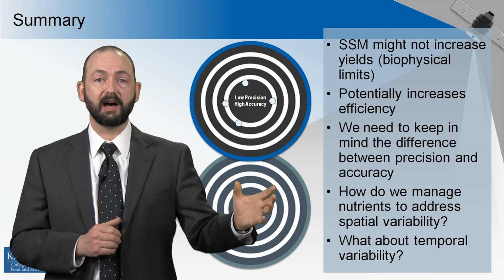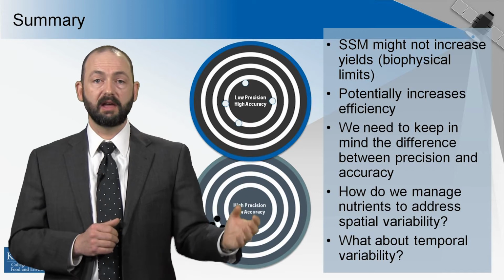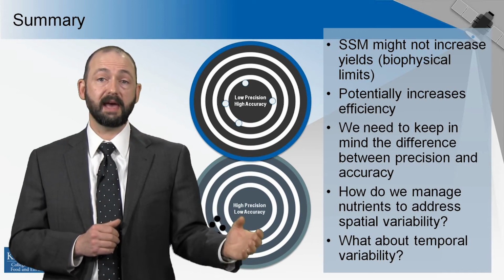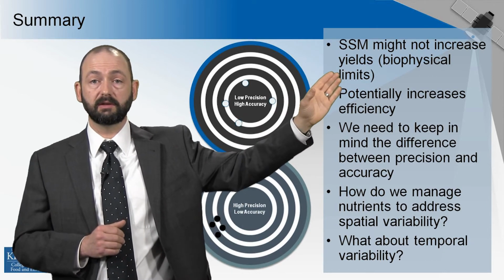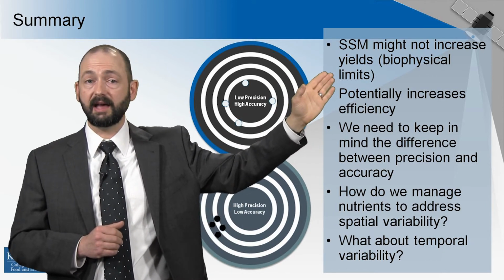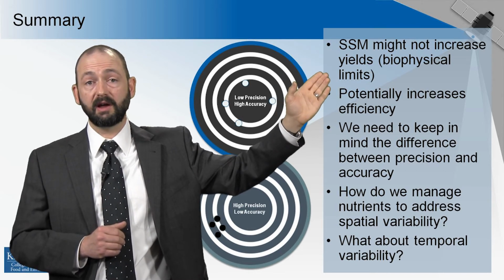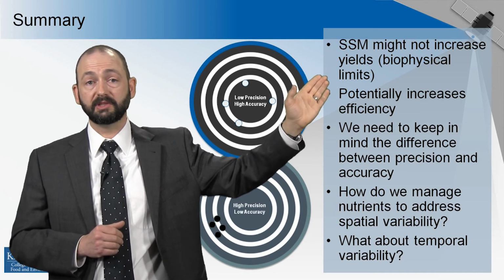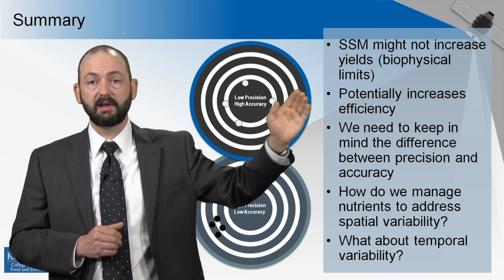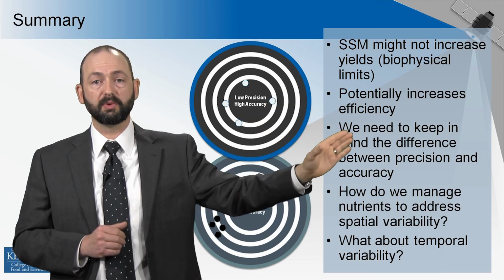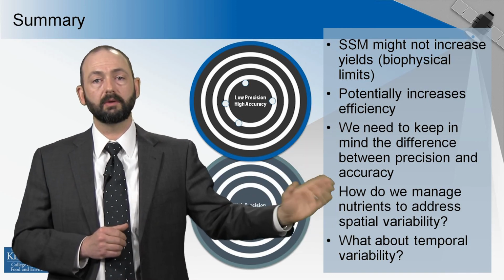Again, coming back to this concept of low precision and high accuracy, which is what we currently have, and trying to increase our precision and maybe have high precision and high accuracy. Because site-specific management might not increase yields, because we're at these biophysical limits. We already said that. If we just want to have maximized yields, we can apply a flat rate, a high flat rate across the field, and economically we'll probably still be all right. But if we want to ecologically intensify, then we need to increase the efficiency. And we need to keep in mind this difference between precision and accuracy, and think about how can we manage nutrients to address this spatial variability or even temporal variability.